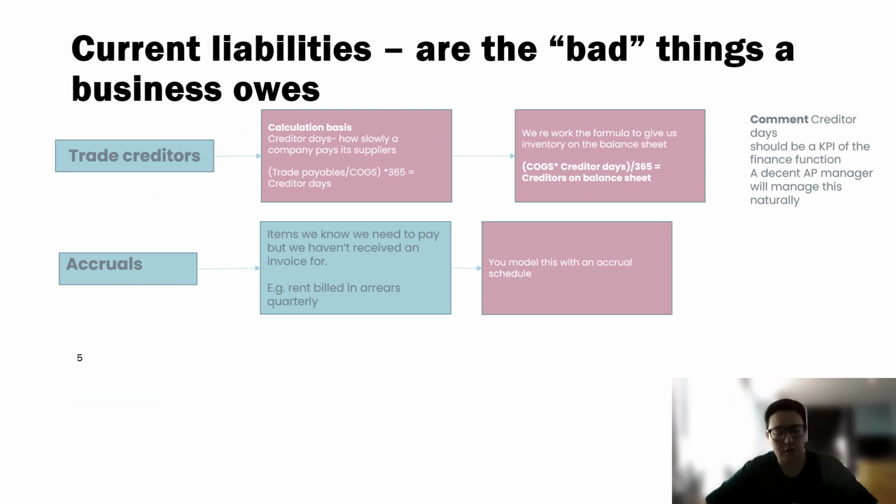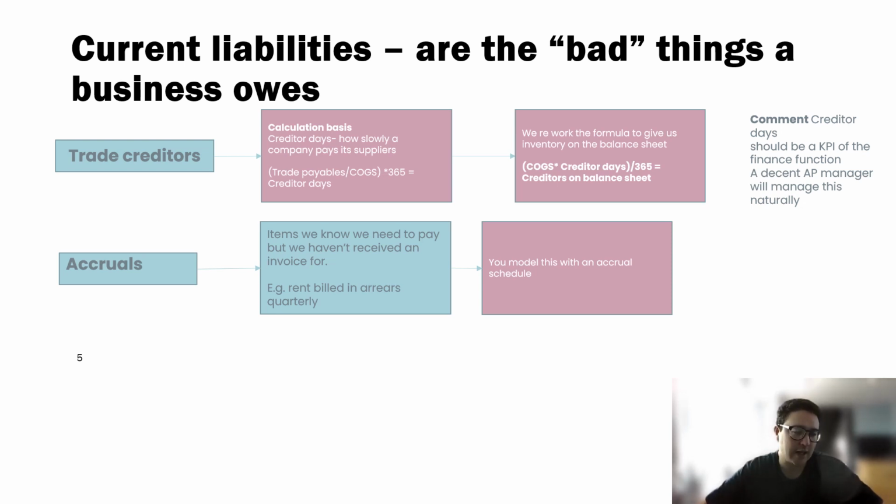So moving then on to the bottom half of the balance sheet, and specifically the bottom half of working capital, we look at current liabilities, right? And I always think of these as bad news, right? This is the things that the business owes. And the first one is obviously trade creditors.